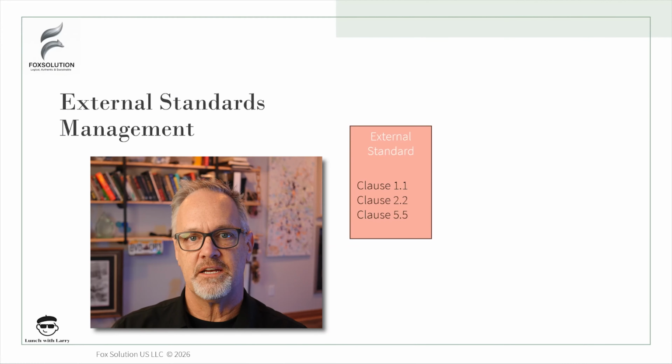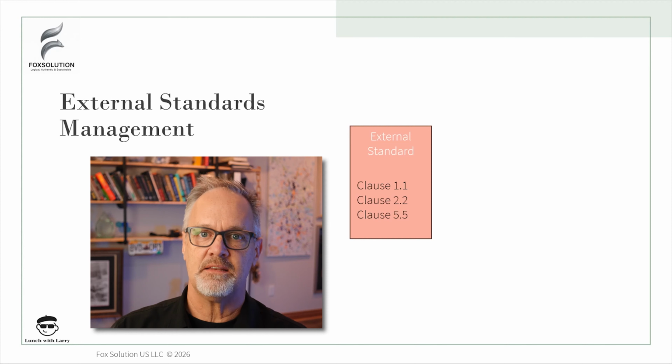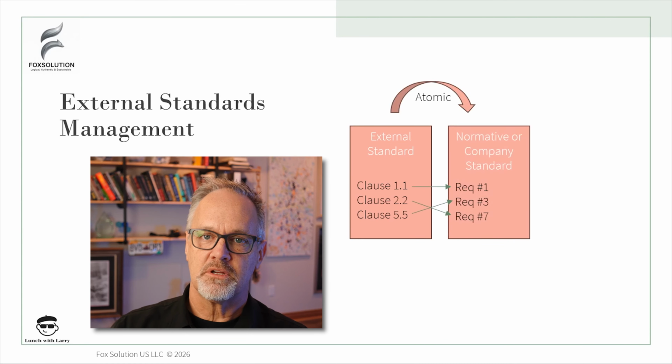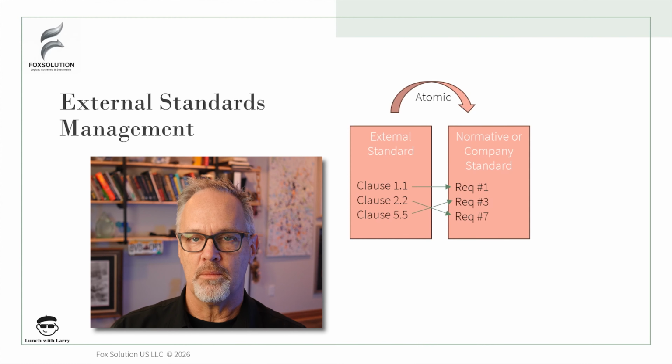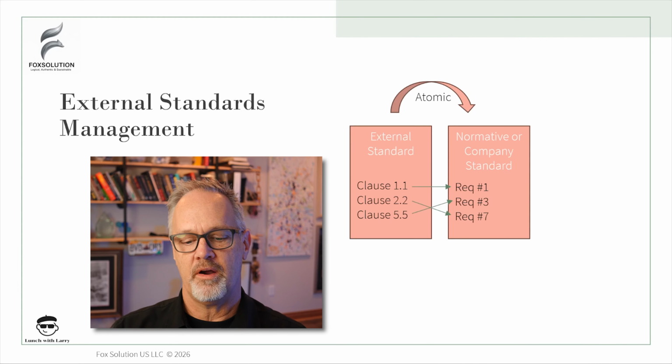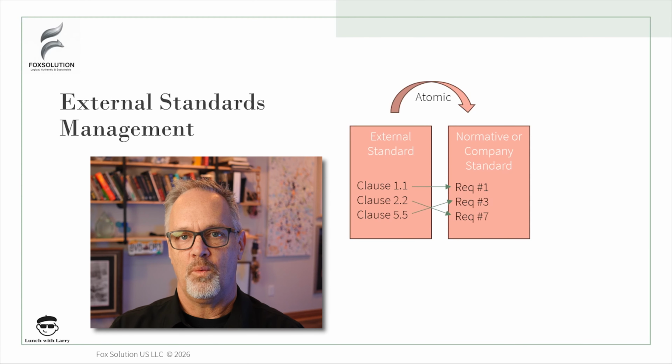External standards management, second to last here. The external standards management, what it does is it takes in these external standards, breaks them down by clause, and then maps those clauses into a normative library. And the normative library is our internal SOPs on how to do design for a particular product type. And so we have a view of how we're going to apply those external standards for any particular design type.